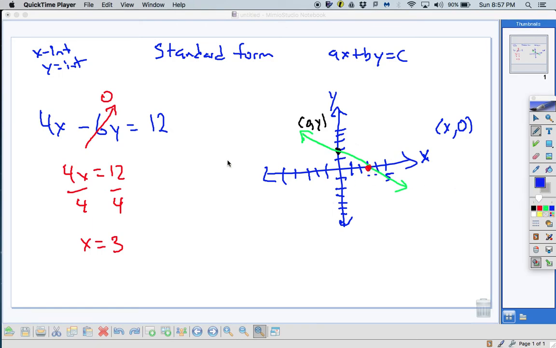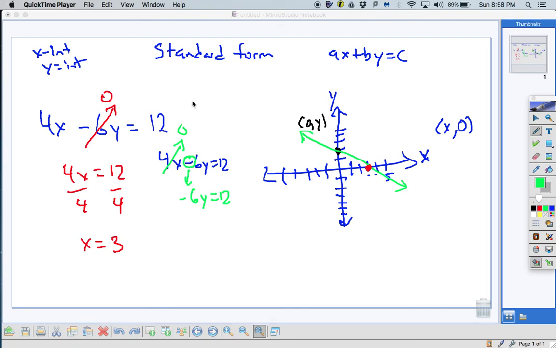Okay, and we're going to do this one more time. 4x minus 6y equals 12. And this time what we're going to do is make x 0. So that means this thing goes to 0. Now be very careful here because this minus symbol is now part of the 6y. So what we're left with is negative 6y equals 12. Okay, do not lose that minus symbol.